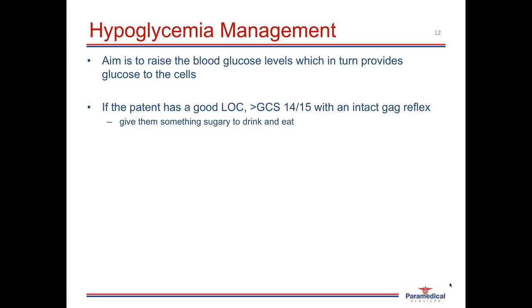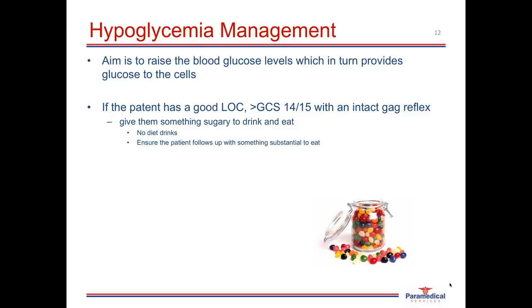If the patient has a good level of consciousness, so a GCS of 14 and above, with an intact gag reflex, you can give them something sugary to eat and to drink. Please ensure that you don't give the patient any diet drinks because these do not contain real sugar, so no Diet Cokes, but make sure that they have a full sugar drink. Make sure that you also follow up any sugary drink with something substantial for them to eat.